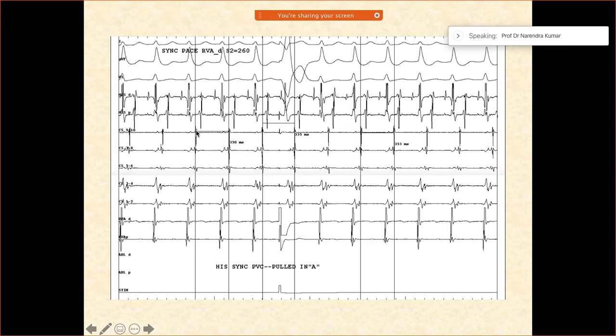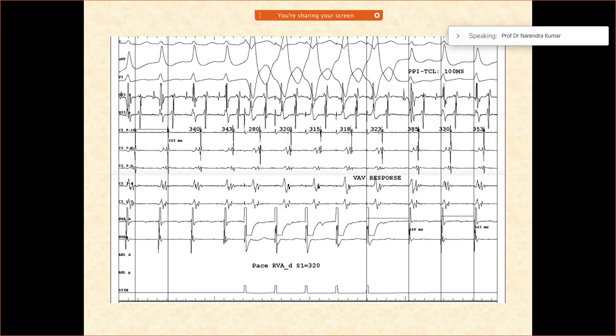And as I was telling you, when you are giving this, you keep on looking at the AA interval, AA interval, AA interval. And then if you look carefully, this was like 350 milliseconds, 350, 350. But all of a sudden over here, you're seeing this is 335 milliseconds. So what it means is you are able to pull in the A. So this is diagnostic of an accessory pathway mediated tachycardia, right?